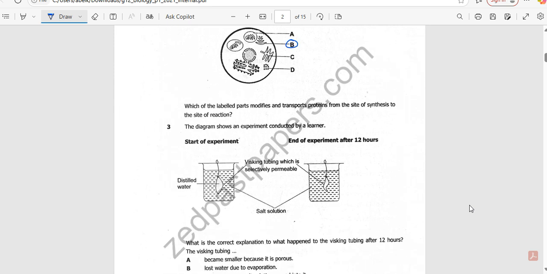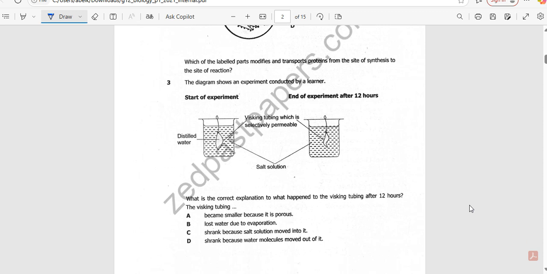Which of the body parts modifies and transports proteins? So that's the answer there. Then 3, the diagram shows an experiment conducted by Elena. So we're talking about the solution and the effect of osmosis here.